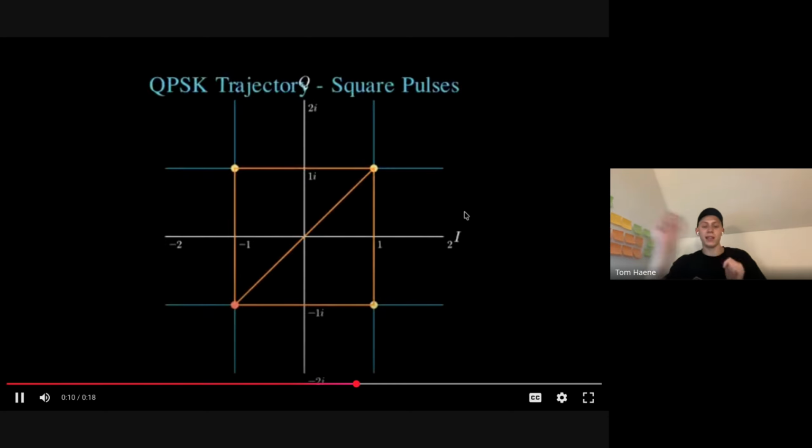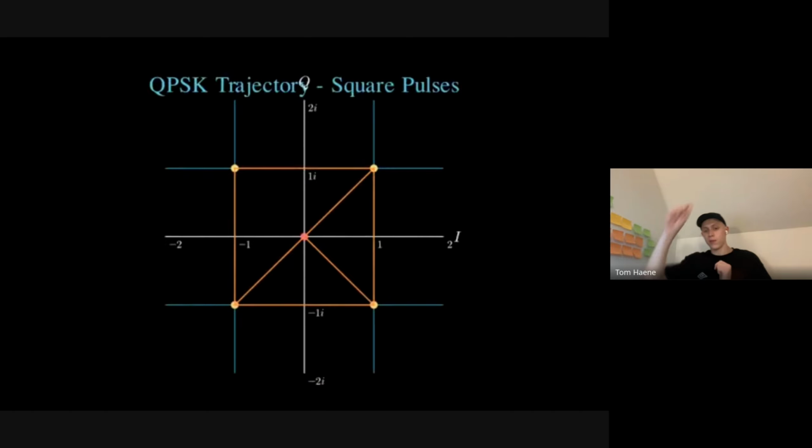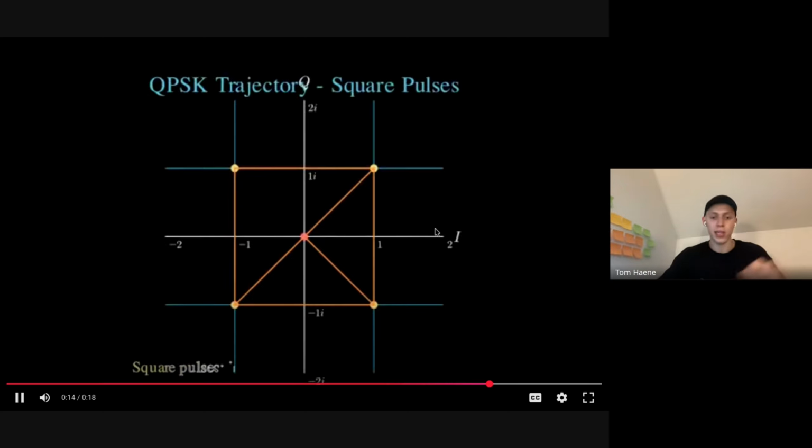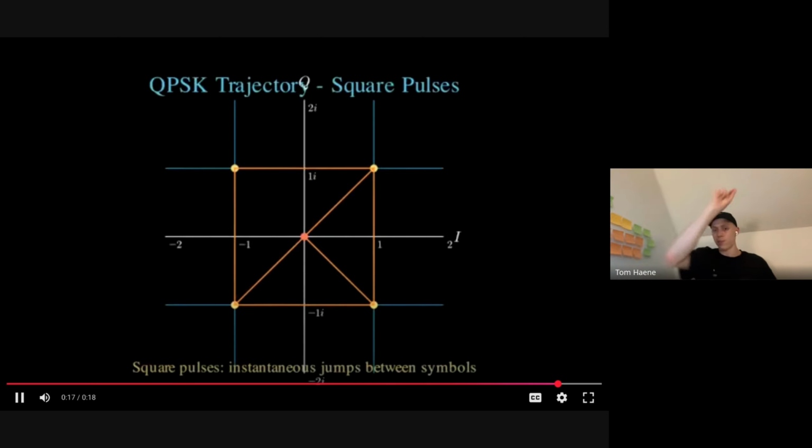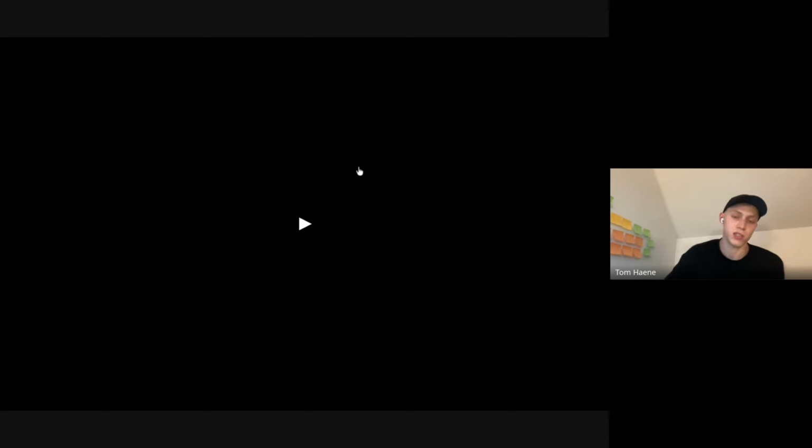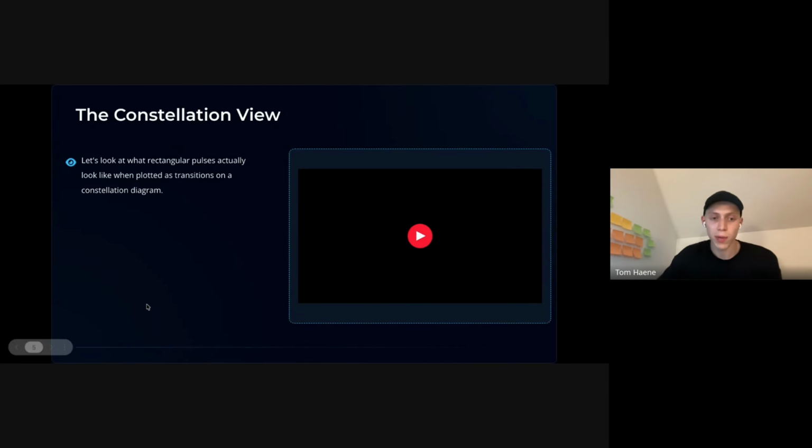You see how it's instant almost. I know I'm showing a little bit of time to make the line, but you can think of it almost as instantly moving around this plane. Okay, instantaneous jumps between the symbols. That's what you can picture with rectangular pulses on a complex plane.